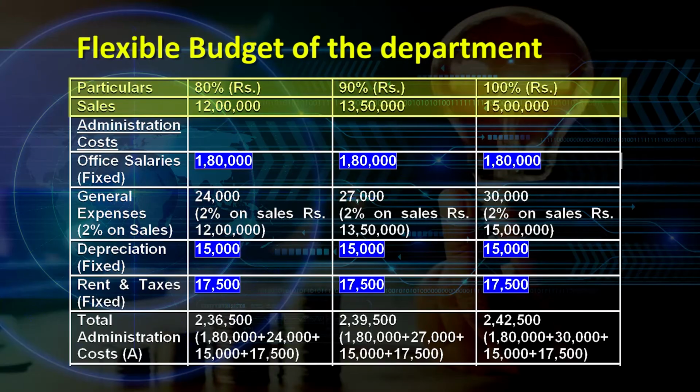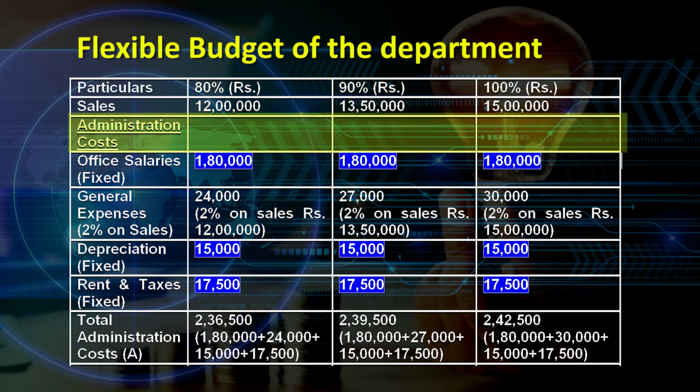Let us now prepare the flexible budget of the department. Let us prepare the flexible budget with 4 columns. First column particulars, second column 80% level, third column 90% level, and the fourth column at 100% level. Let us record the sales first, as already calculated earlier, rupees 12 lakhs, rupees 13,50,000 and rupees 15 lakhs respectively for 80, 90 and 100%. Let us now record the administration costs.